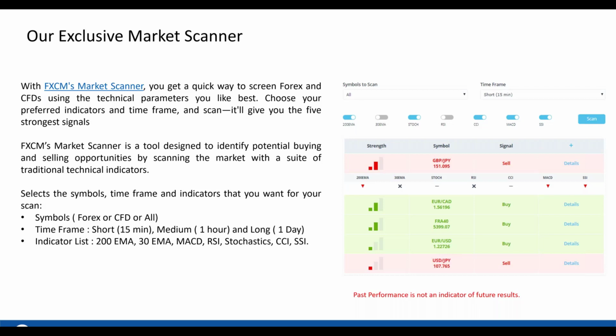FXCM's market scanner is a tool designed to identify potential buying and selling opportunities by scanning the market with a suite of traditional technical indicators. Select the symbols, time frame, and indicators that you want for your scan.